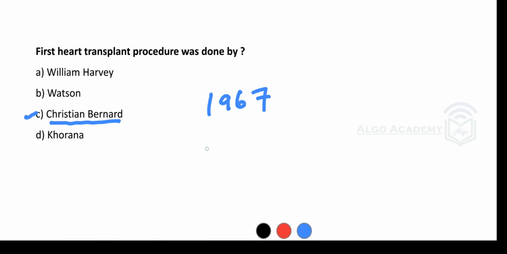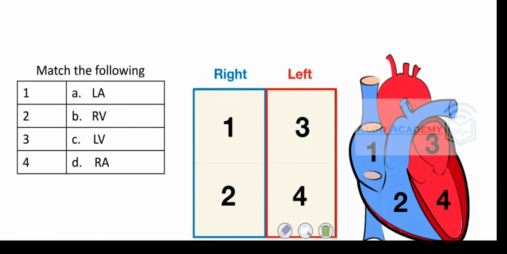Unfortunately, the patient survived for only 18 days. But still, this was a major historical event in the medical field. Now going to the first option, William Harvey. William Harvey studied blood circulation and is called the father of blood circulation. So this question is about heart and circulation.